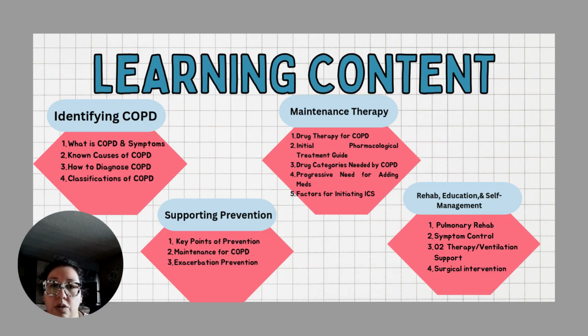Then we will go into supportive prevention, which will include the key points of prevention, maintenance for COPD, and exacerbation prevention. And then maintenance therapy, and those will be broken down into drug therapy for COPD, initial pharmacological treatment, guide on drug categories needed by COPD patients, progressive needs for adding meds, factors of initiating inhaled corticosteroids. And then lastly, we will talk about rehab, education, self management, which will include pulmonary rehab, symptom control, oxygen therapy, and ventilation support for patients who do need ventilation support, and then surgical intervention.